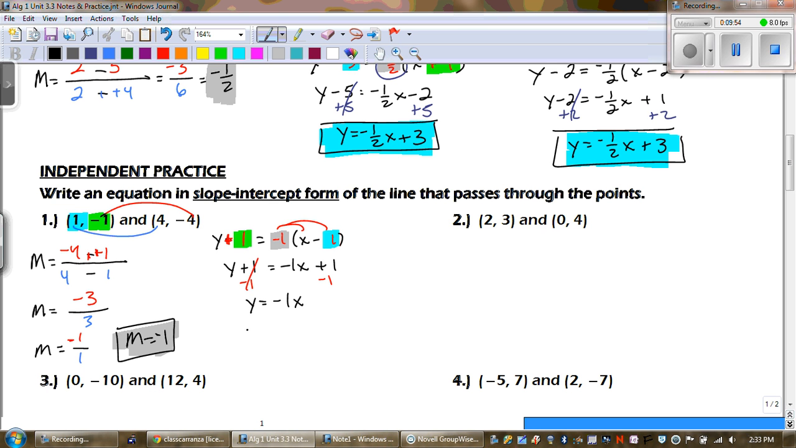And just know that if you write it like this, both of these mean the same thing, okay? It could be either one of those.